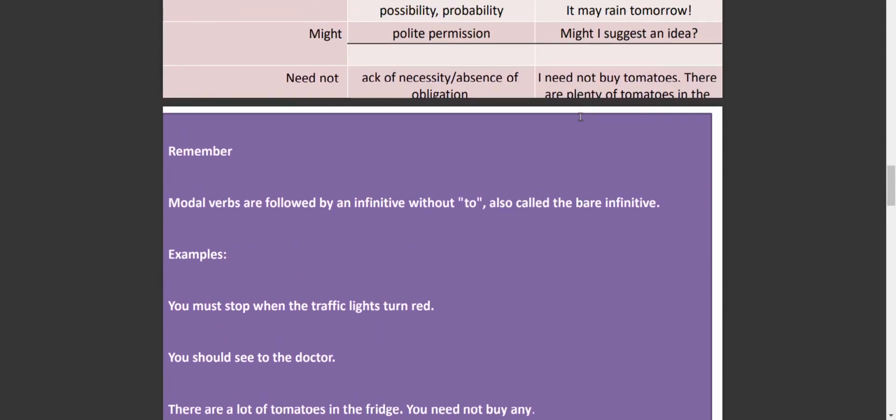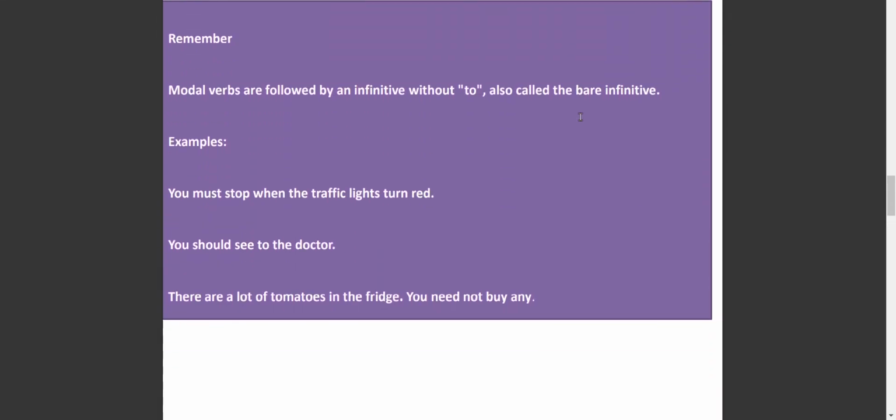Okay, let's take this note. Remember, modal verbs are followed by an infinitive without to, also called a bare verb. Okay, here examples. You must stop when the traffic light turns red. You should see the doctor. There are a lot of tomatoes in the fridge. We need to buy. Alright?